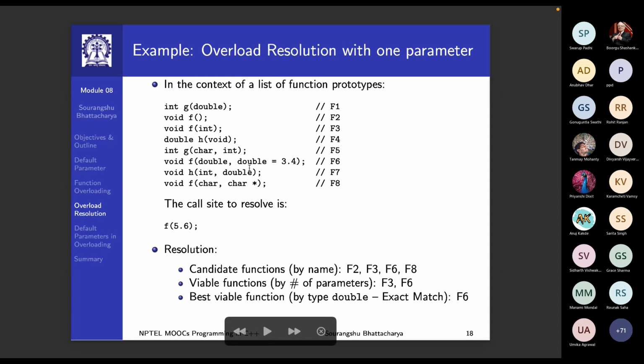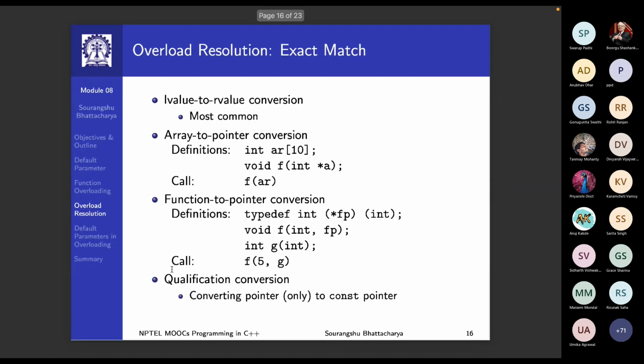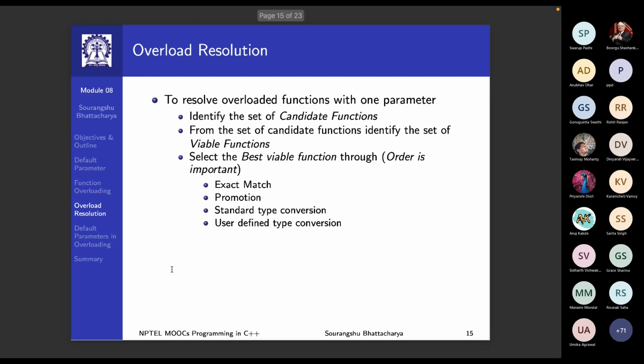And now F6 is also a candidate because you remember that this definition of F6 can be called with one double, because the second parameter is defaulted. So these are the two viable functions. Now, the third step is to find the best viable function. This is an important step. So we will come to how the best viable function is arrived at.